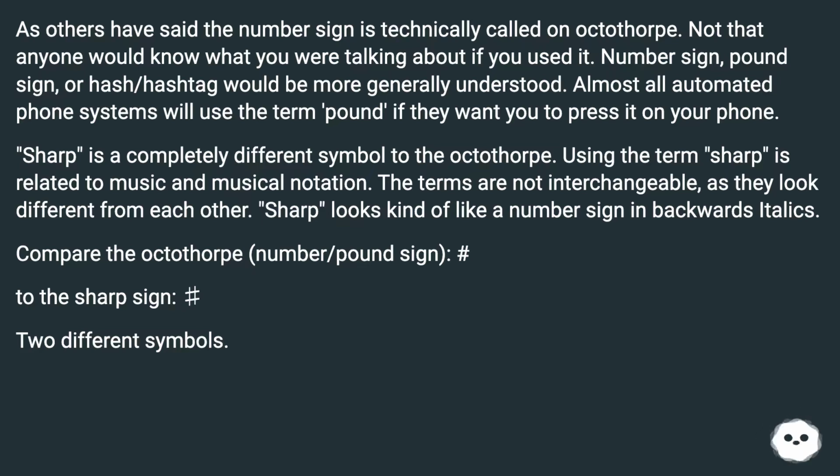Sharp is a completely different symbol to the octothorpe. Using the term sharp is related to music and musical notation. The terms are not interchangeable, as they look different from each other. Sharp looks kind of like a number sign in backwards italics. Compare the octothorpe, number or pound sign, hashtag, to the sharp sign. Two different symbols.